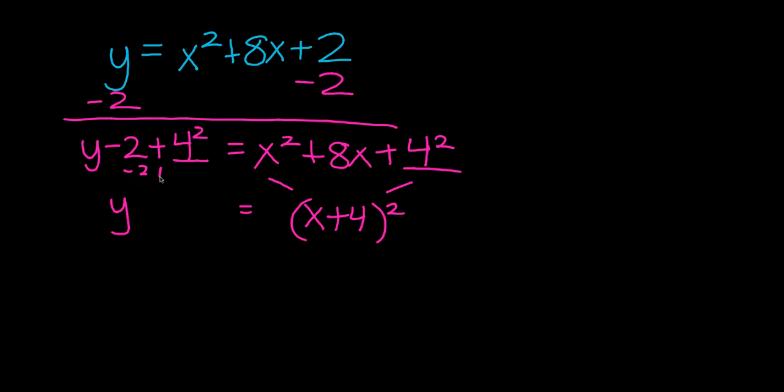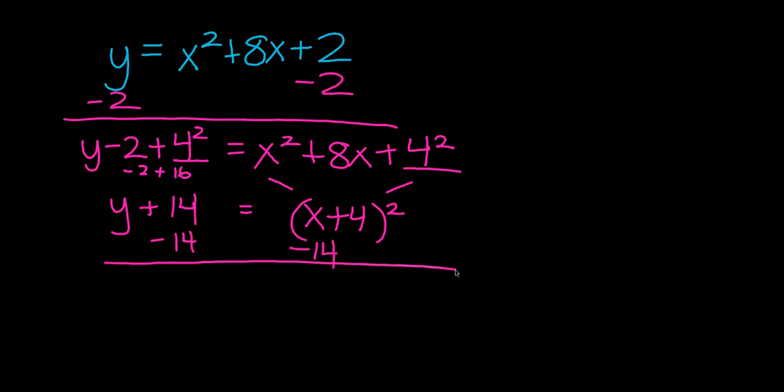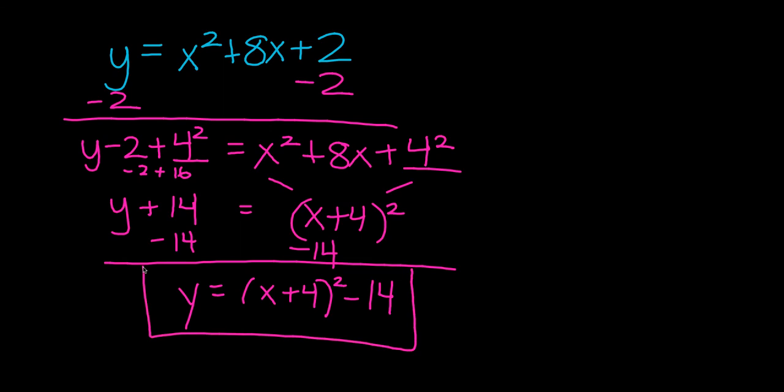We have negative 2 plus 16, which is plus 14. If I want to get y all by itself, I'm going to subtract 14 on both sides. And my final vertex form is y equals x plus 4 squared minus 14.